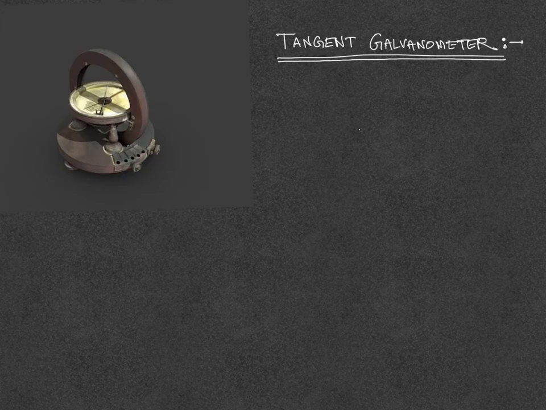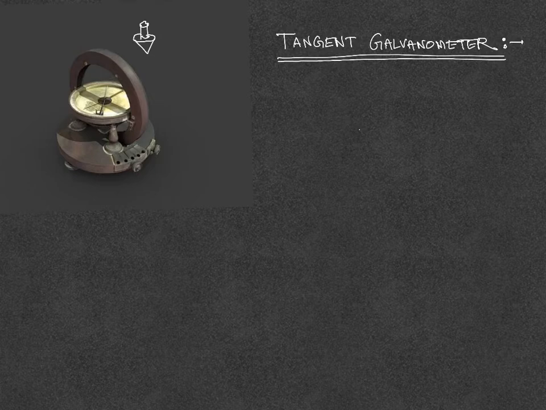So here we shall discuss the tangent galvanometer. See, to the top left corner of the page, a diagram of a tangent galvanometer is given. Now I am going to draw the top view. That means if you are viewing this from the top, how will you see?